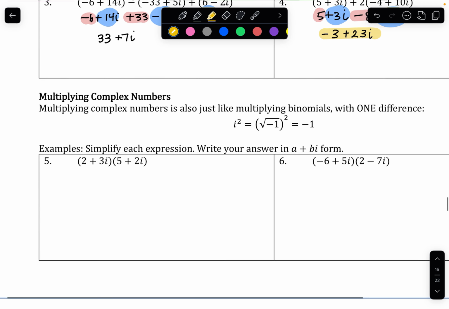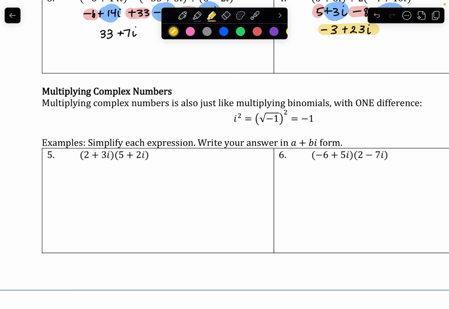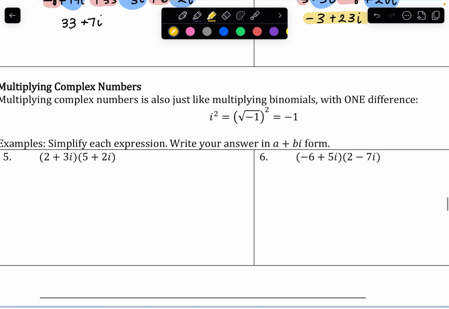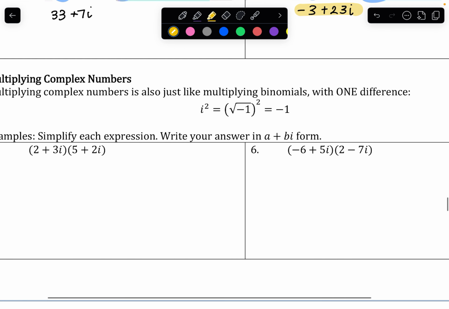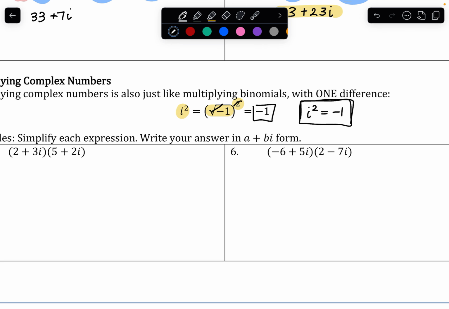Okay, and so now to talk about multiplying complex numbers, you FOIL them just like you would binomials. The only thing you have to remember is instead of getting an x squared term, you're getting an i squared term. And then remember, i is the same thing as the square root of negative 1. And when you square that, squaring and a square root cancel each other out, and that leaves us with just negative 1. So every time you see it, i squared is equal to negative 1. And we're going to replace all the i squareds with negative 1s because it's going to become a real number again.